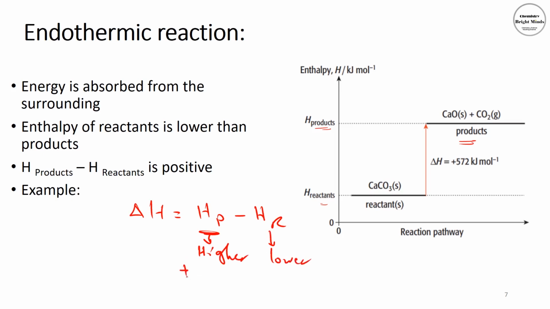This means I have a positive value for the enthalpy change, and this positive value means I have, in that case, an endothermic reaction. Now, if I looked at the enthalpy profile diagram, this positive value means that I have an endothermic reaction, and it also means that my reaction actually absorbed energy.